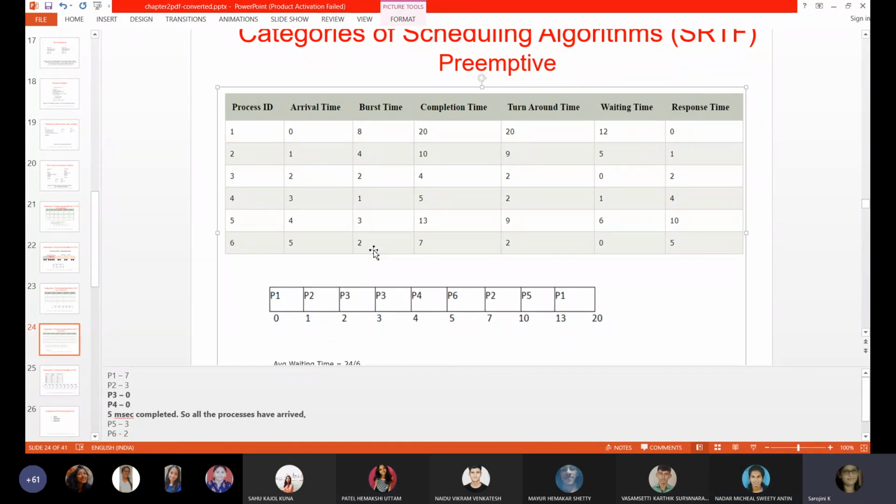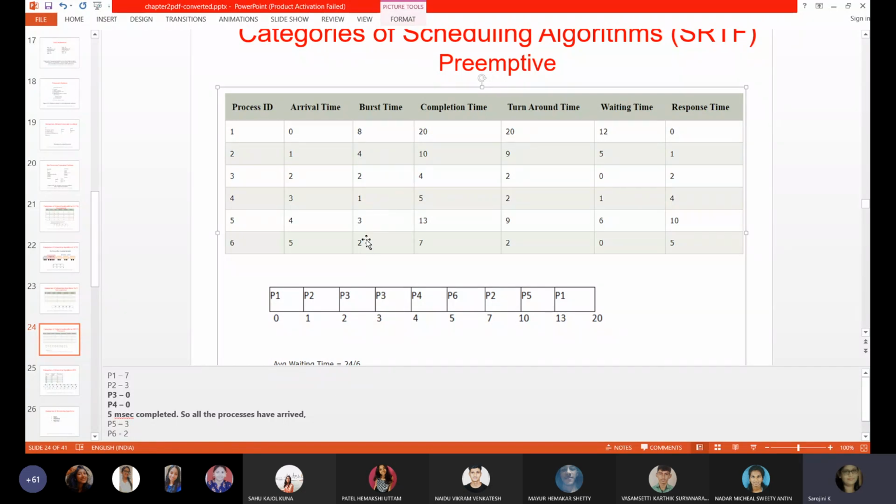Process P6. Okay. Because process P1 has remaining CPU burst time 7, and process P2 has remaining CPU burst time 3. This one is over, this also is over, and this one is as it is.